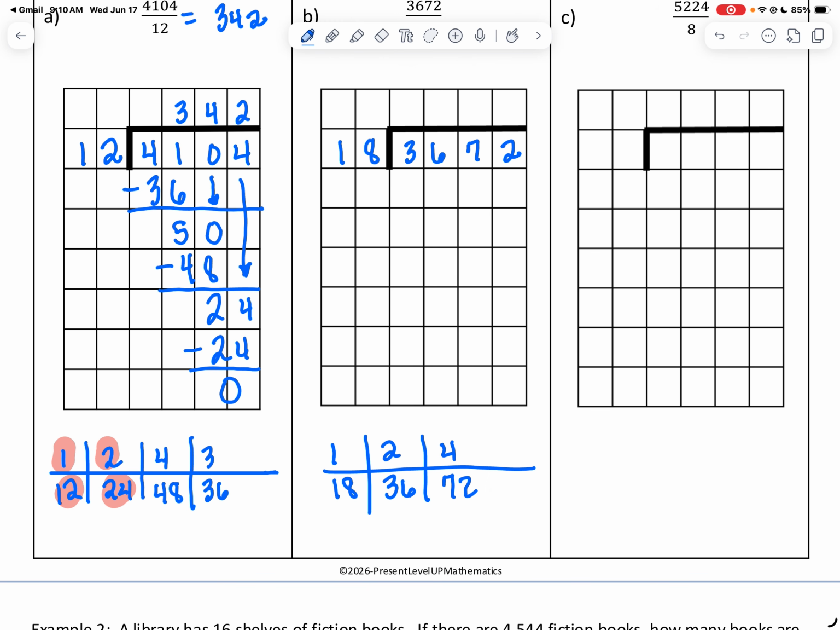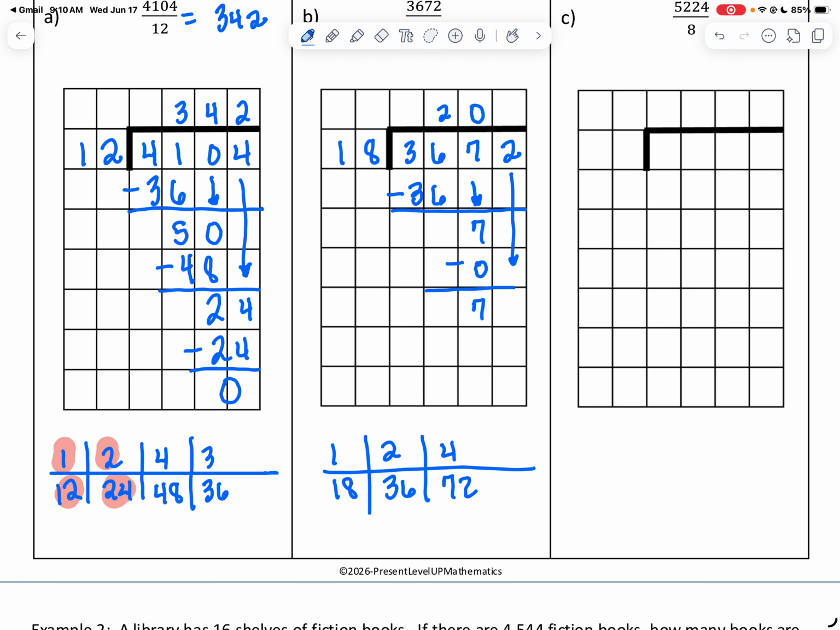All right, now let's start our process here. 18 will not go into 3. So now I look at, will 18 go into 36? And according to my ratio table here, it will go in 2 times. So I'll put a 2 here. Now multiply. 2 times 18 is 36. Subtract. So 36 minus 36 is 0. So I'm going to bring down the 7. Now, well, 18 goes into 7 0 times. So 0 times 18 is 0. Now subtract. 7 minus 0 is 7.